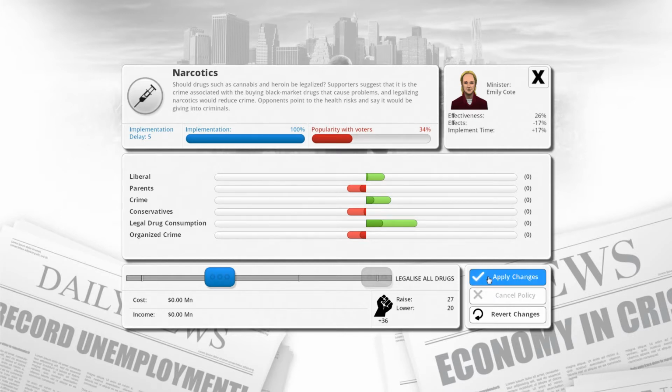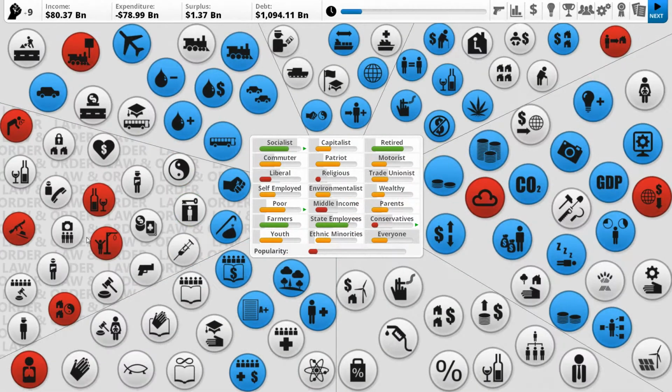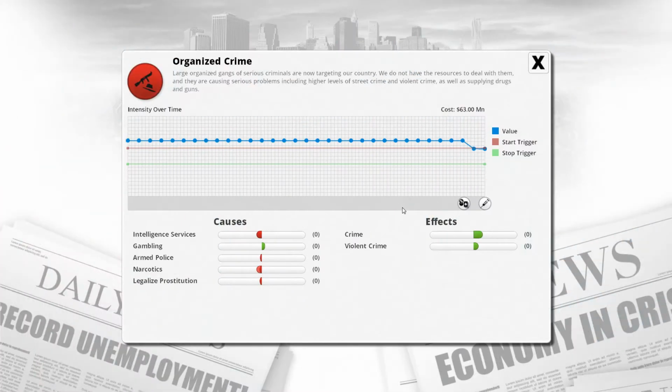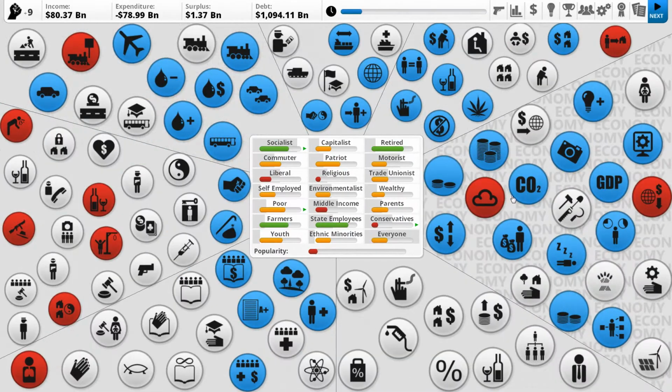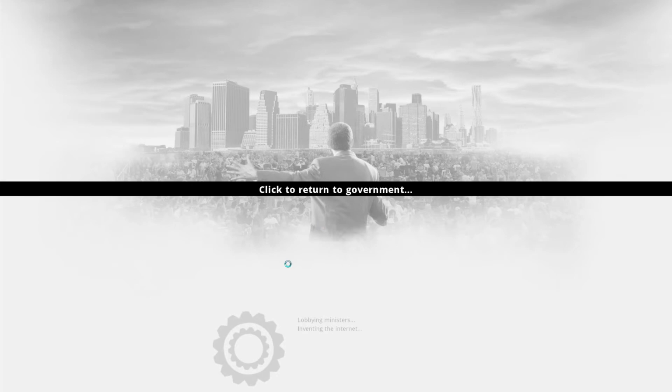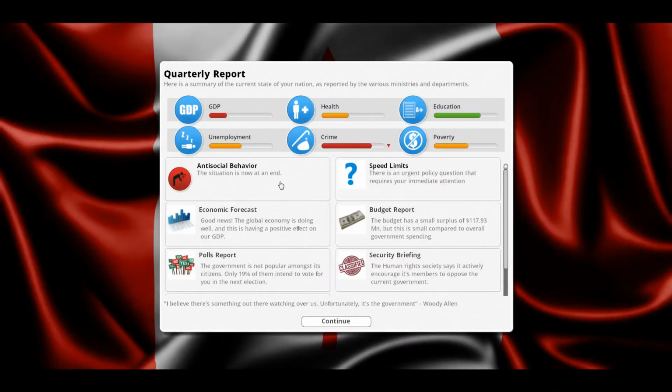And that'll reduce organized crime greatly. So this is on its downfall. Once it gets below the green, that's the stop trigger for it. And these are what is currently lowering it here. So let's go to the next turn. Click. Antisocial behavior is now at an end. Crime is down greatly. Our GDP needs some work.